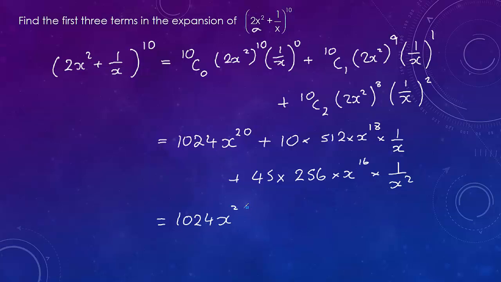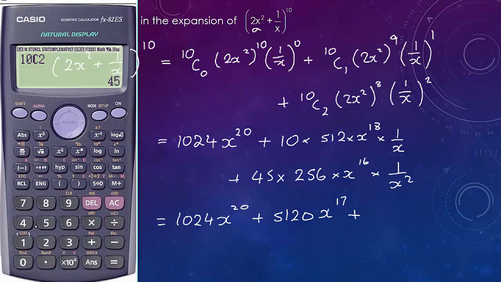1024x to the 20. And then we'll have 5120, 10 times 512, and this x on the bottom will cancel with one of those, so we'll have x to the power 17. And then we're going to have 45 multiplied by 256. So 45 multiplied by 256 is 11520.